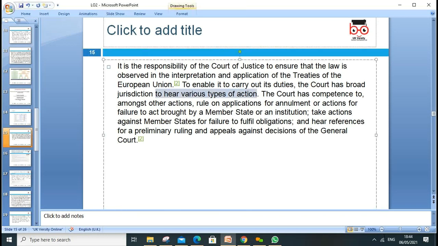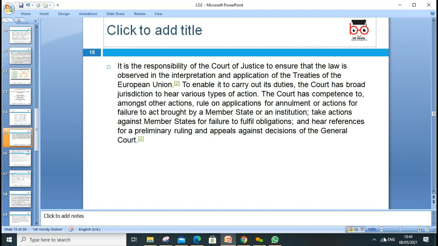It is the responsibility of the Court of Justice to ensure that the law is observed in the interpretation and application of the treaty within the European Union. To carry out this duty, the court has broad jurisdiction to hear various types of action. The court is competent to, among other actions, rule on the application of law and on actions for failure to act brought by a member state or an institution, and take action against a member state for failure to fulfill an obligation. There are also references for a preliminary ruling and appeals against decisions of the General Court. So that is the key purpose and jurisdiction of the ECJ, the European Court of Justice.